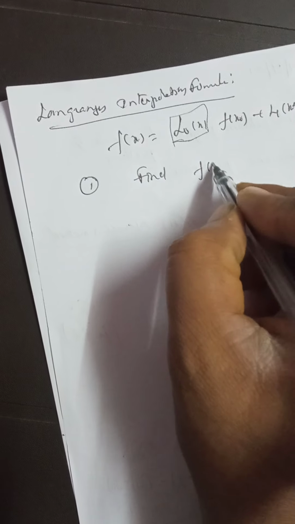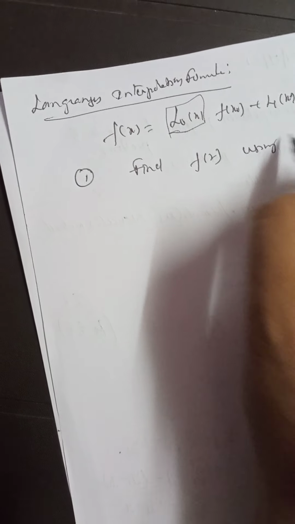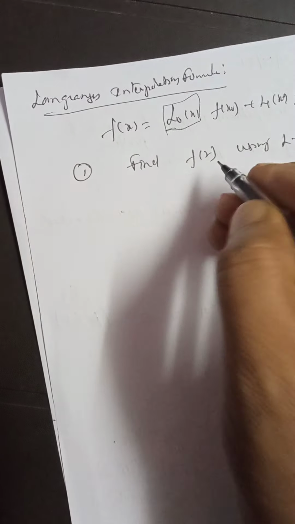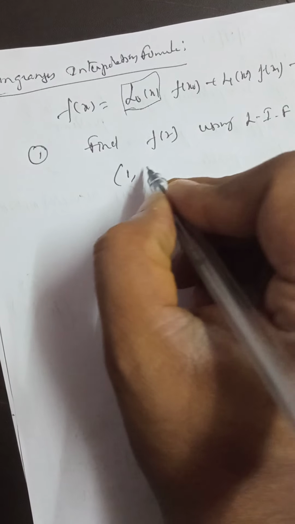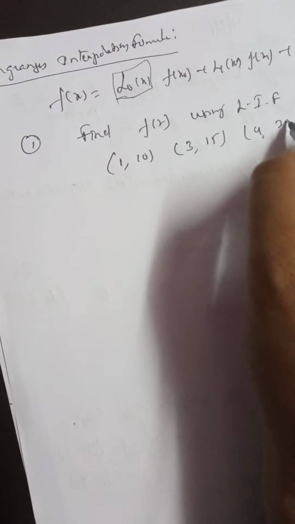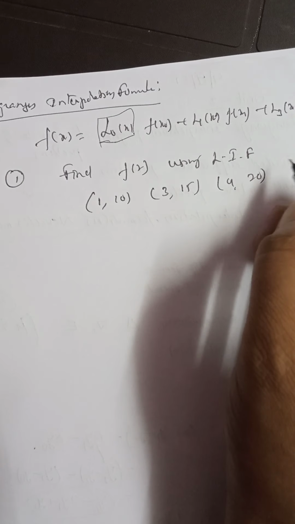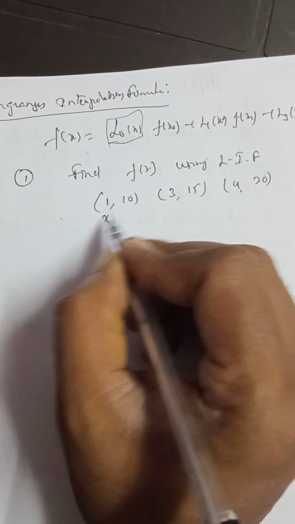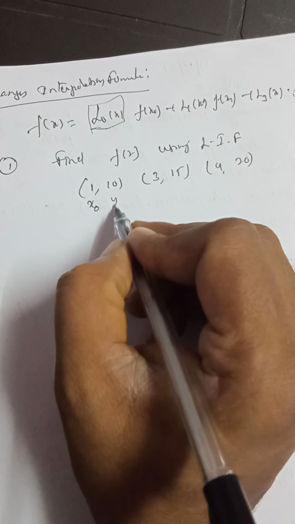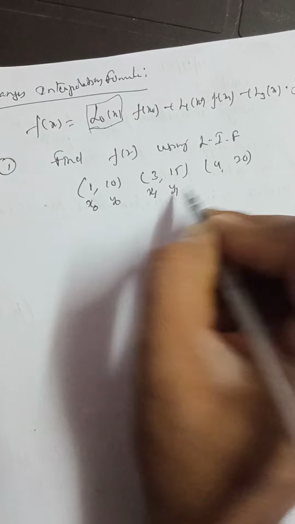Now first problem: find f of 2 using Lagrange's interpolation formula, where the data is 1 comma 10, next 3 comma 15, next 4 comma 20. This data is given to you. Now find f of 2 using Lagrange's interpolation formula. These are called ordered pairs. This is called the x naught value, this is the y naught value, x1 value, y1 value, x2 value, y2 value.